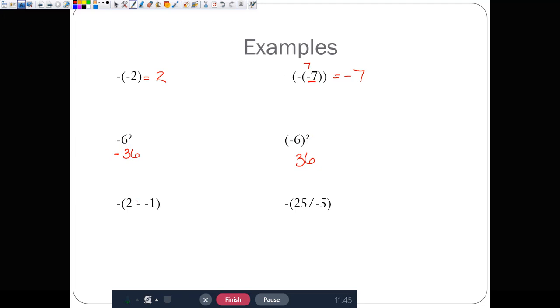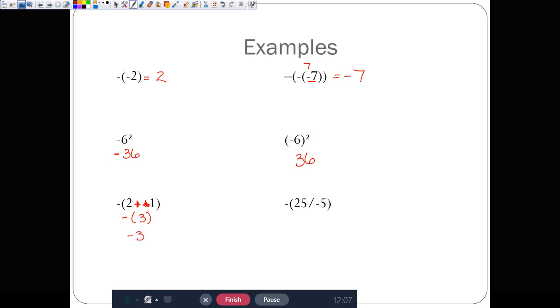Okay, we need to do our operations inside the parentheses first. So remember, if we're subtracting, we're changing it to addition and then changing our sign after. So this is going to become 2 plus 1, which is 3. Then we have the opposite of 3 is -3.